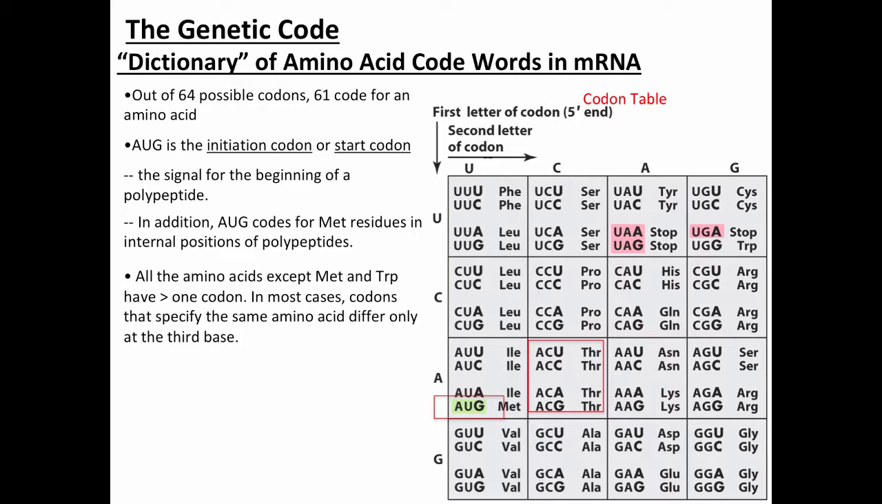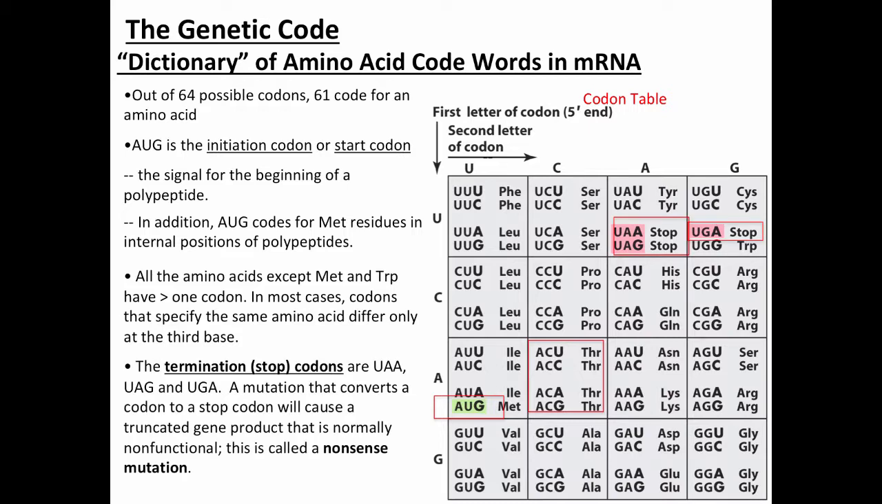And in most cases, the codons that specify the same amino acid actually only differ at the third base. So for example, if you look at threonine here, you can see that the first and second base in the codon is the same, AC, but it's only different by UCAG between these 4 different codons that all code for threonine. And then we have termination codons, so that's UAA, UAG, and UGA.